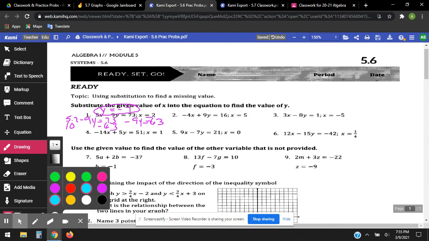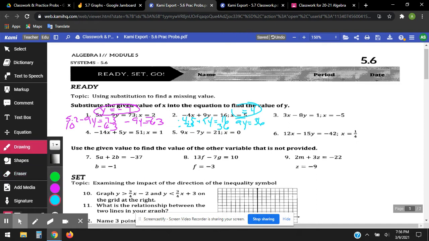Okay, next one. Substitute 5 in for x. Negative 4 times 5 plus 9y equals 16. Negative 20, so then I'm going to add 20 to make this 36. So 9y equals 36, so y equals 4. Make a good y. Y equals 4.